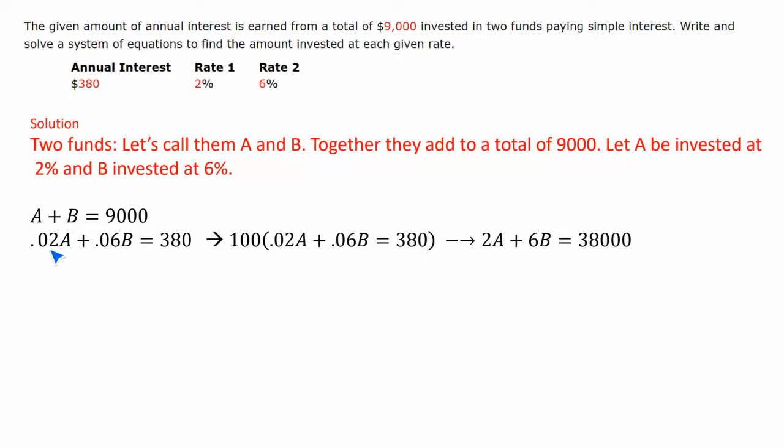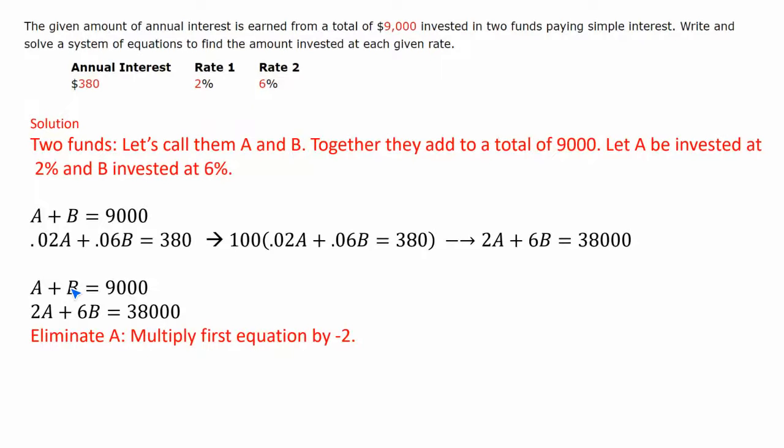Now, if you like decimals, you can keep the decimals, but if you don't want to deal with the decimals, we can change them to a whole number. I can multiply by 100 all the way across. So 100 times 0.02 is 2. 100 times 0.06 is 6. And 100 times 380 is 38,000. So I'm going to write my two equations. A plus B is 9,000 and 2A plus 6B is 38,000.